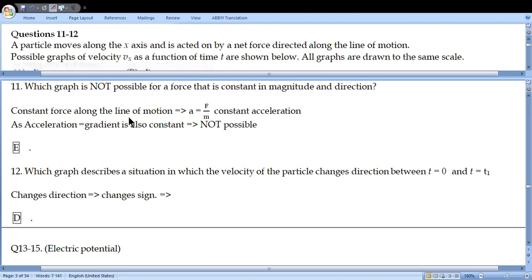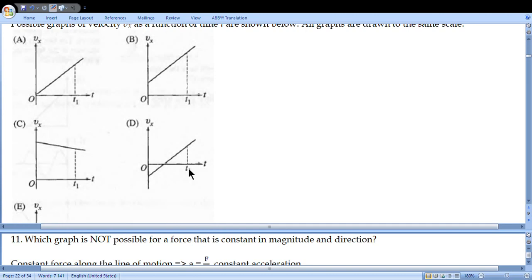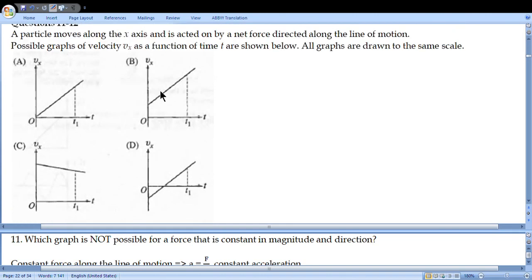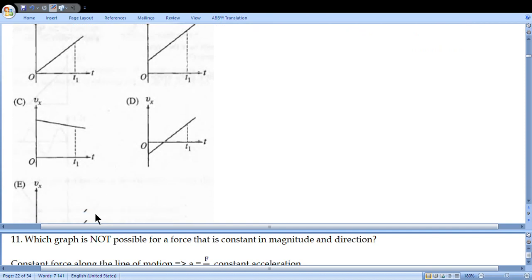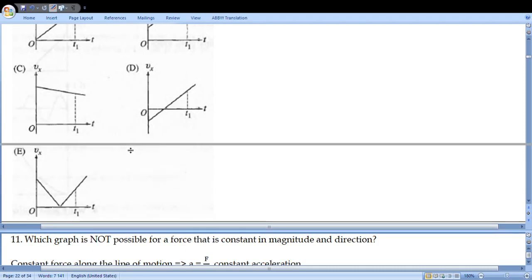Constant force along the line of motion means that acceleration is also constant. As acceleration is equal to the gradient, it should also be constant. And why do I talk about gradient? Because it is the gradient of the velocity-time graph. So we should have constant acceleration. Let's see. So positive constant, negative constant, positive constant. But here it's not constant because it is positive and then negative. So it's not possible. So we choose E.